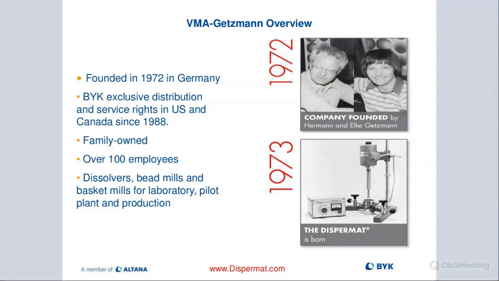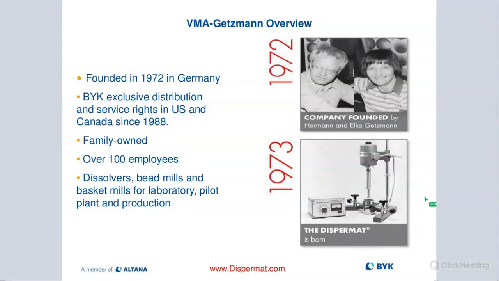Big Gardner, or BIC, has had the exclusive distribution rights for North America since 1988. So almost 40 years ago, this relationship started. Like I said, the company is still owned by the same family, and they have over 100 employees worldwide. And they are known to make really high quality dispersers, different types of bead mills, basket mills. A strong focus is on our basket mill systems, the TML, as some of you probably are familiar with. And then we offer everything from lab scale pilot all the way up to production.